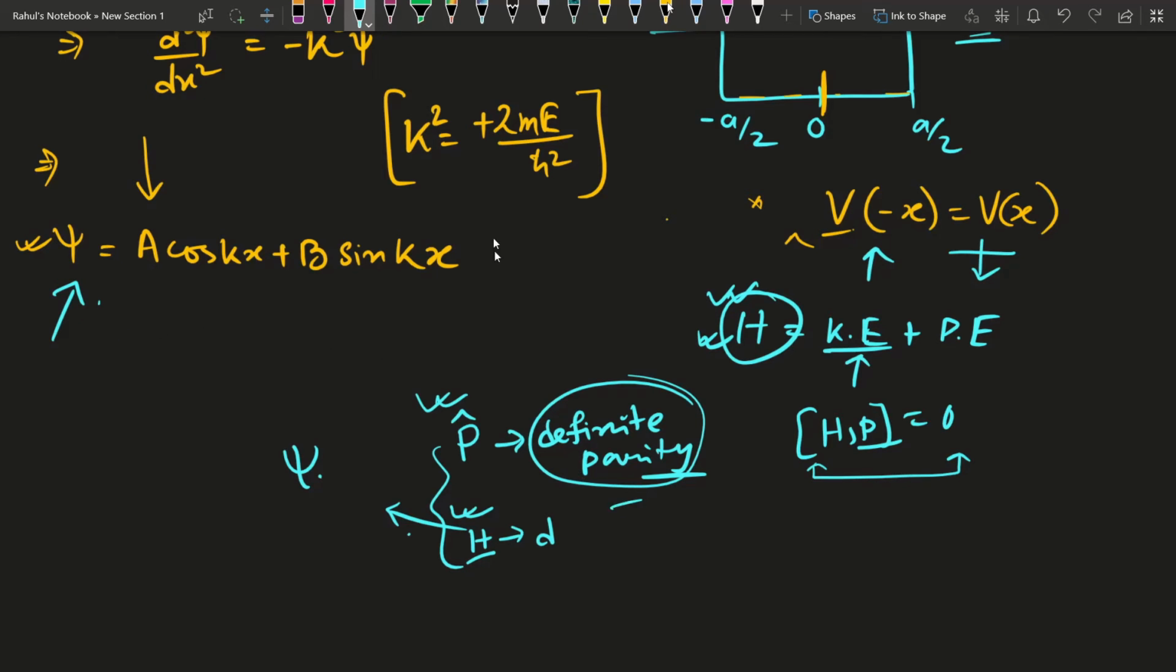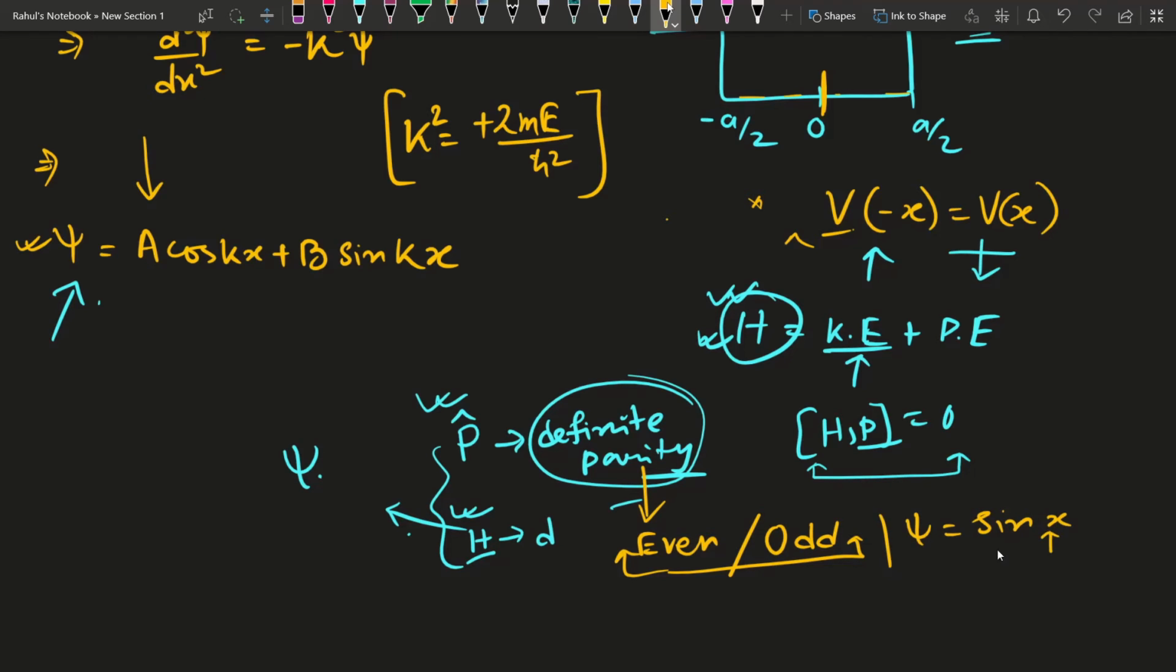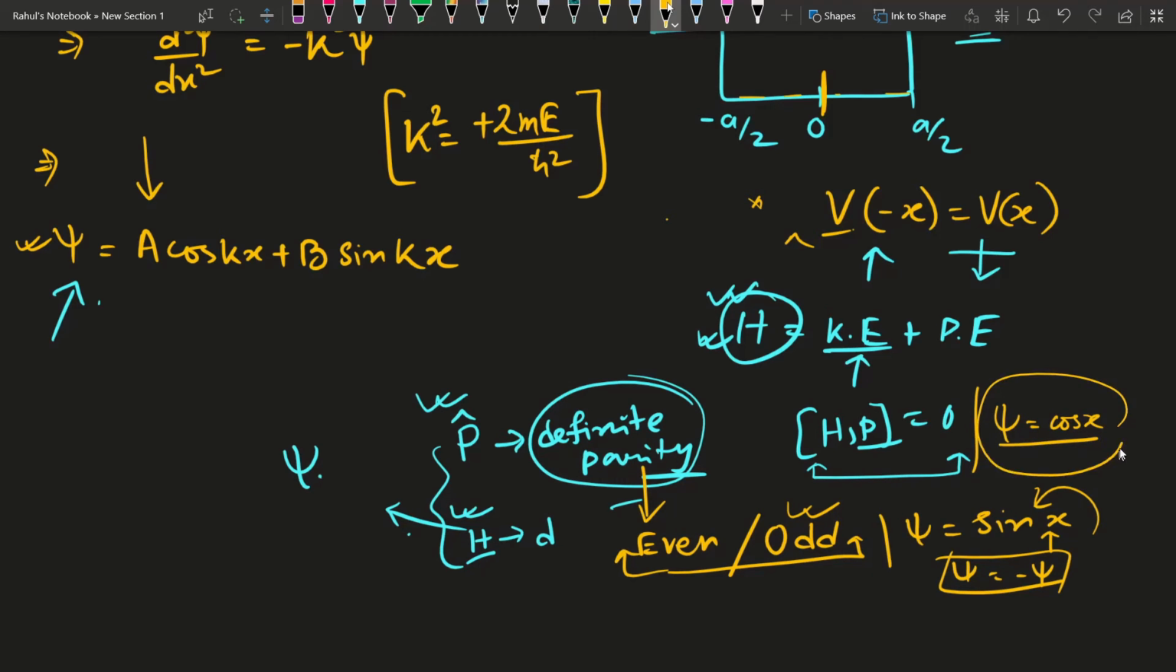Definite parity means what? It means it can either be even parity or odd parity. It cannot be between even and odd parity. What is between even and odd parity? Suppose psi is in the form of sin x. Then if we put minus x in place of x, you will get psi equals minus psi. That means this is an odd function, so this is odd parity. Similarly, if we put psi equals cos x, you can easily check that this is even parity.